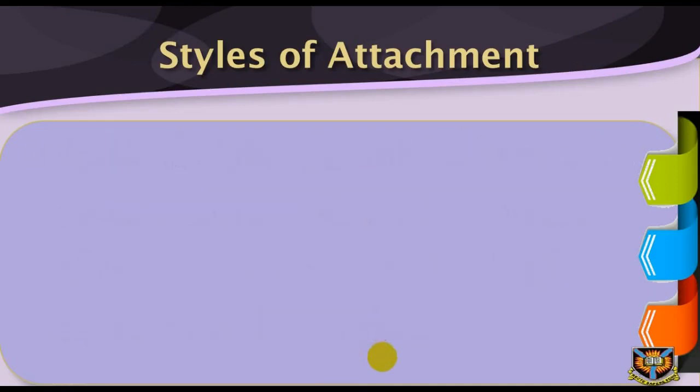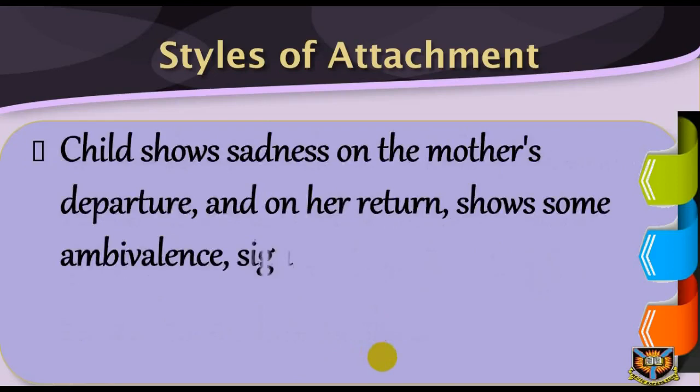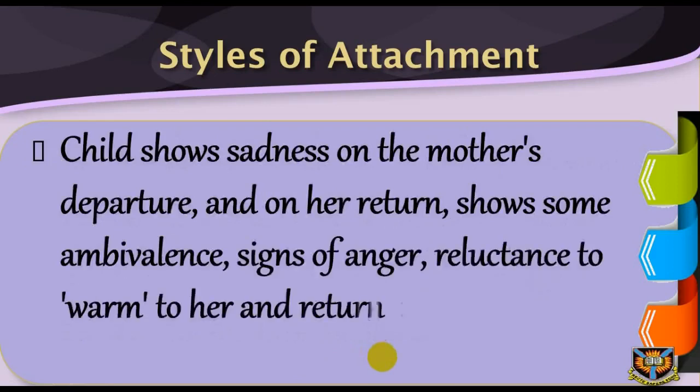Children who are classified as disorganized are also given a classification as secure, ambivalent, or avoidant based on their overall reunion behavior. The child shows sadness on the mother's departure, ability to be picked up by the stranger and even be warm to the stranger. And on the mother's return, some ambivalence, signs of anger, reluctance to warm to her and return to play.